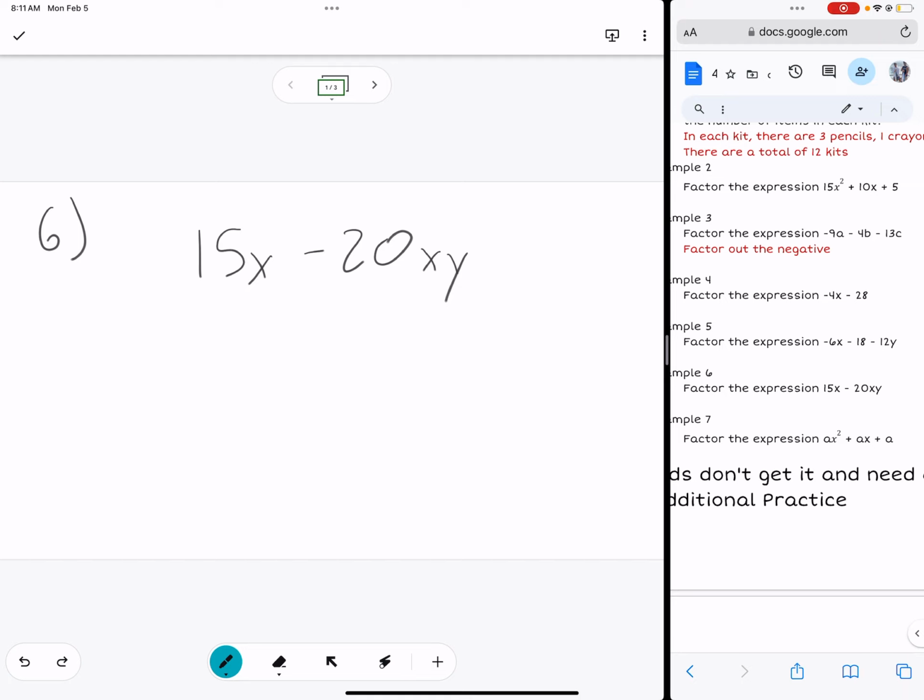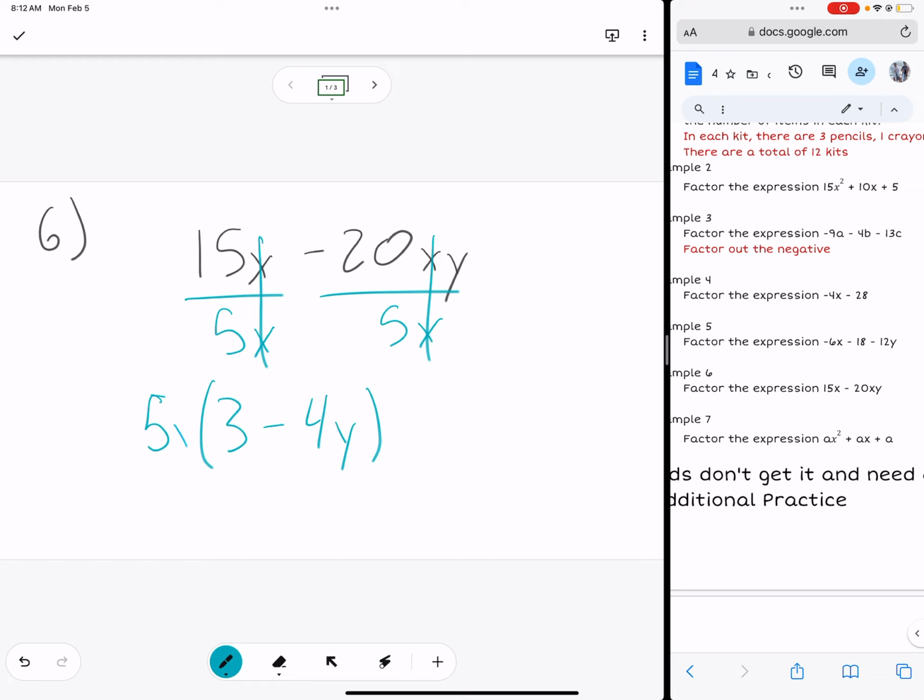Let me show you. I'm going to divide not just by 5, I'm going to divide by 5x, because both terms have an x. So here's what this looks like. My x's will cancel out because x divided by x just equals 1. When I factor this out, it's going to be 3 minus 4y. So I'm extracting the x out, and on the outside it's not just going to be 5, it's going to be 5x.